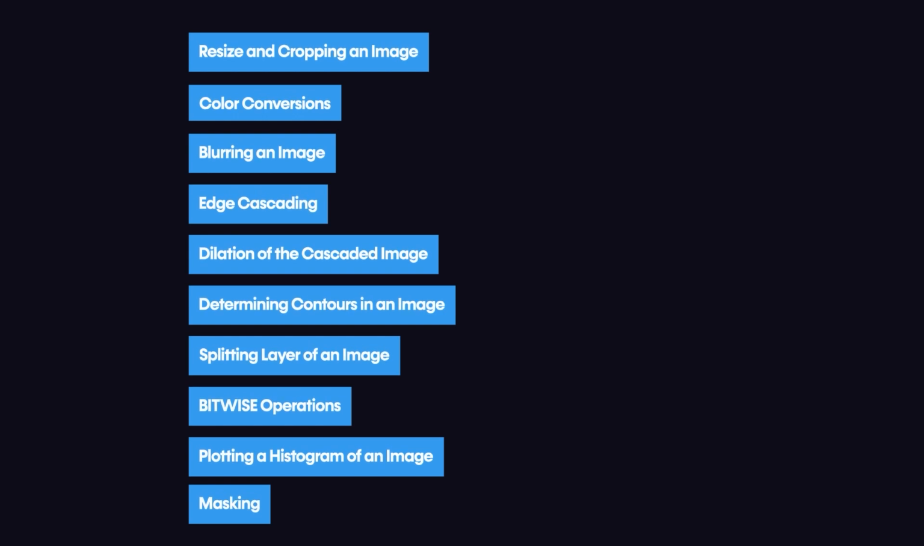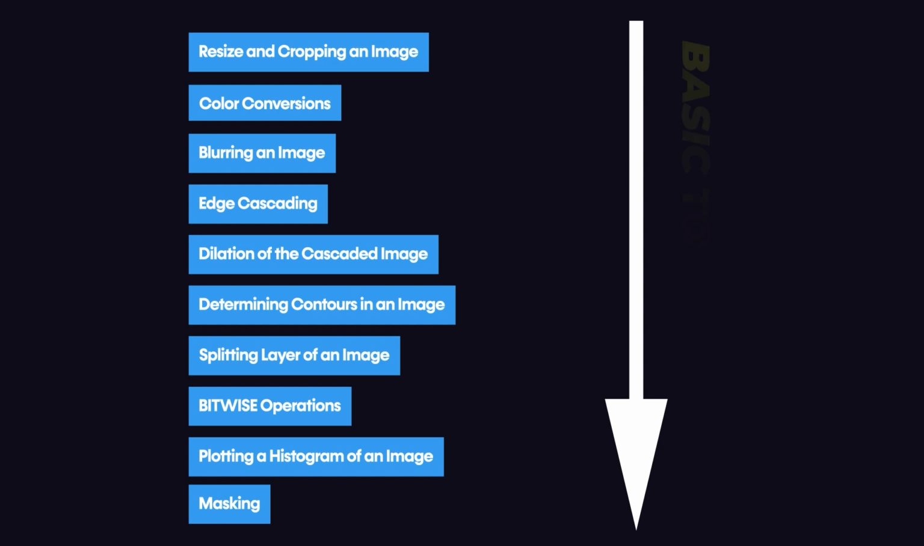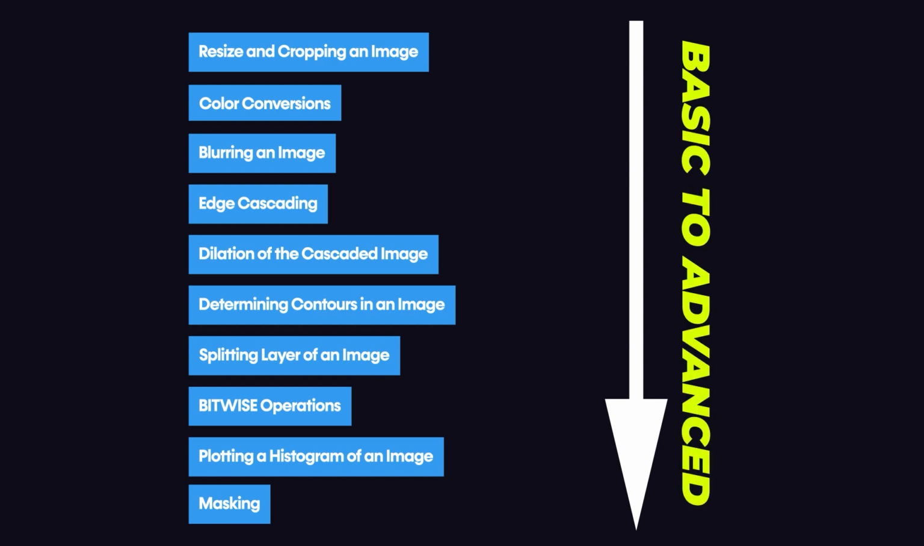So from this point onwards, we are going to focus on these 10 things as you can see on your screen. So the very first thing is resizing and cropping an image, then color conversion, blurring an image, edge cascading, dilation of cascaded images, determining contours on an image, splitting layers of an image into RGB or BGR in OpenCV, bitwise operators or bitwise operations, plotting a histogram of an image, and then masking. These topics are arranged from basic to advanced, and after these topics are done, we would move on to face detection and some projects for OpenCV.